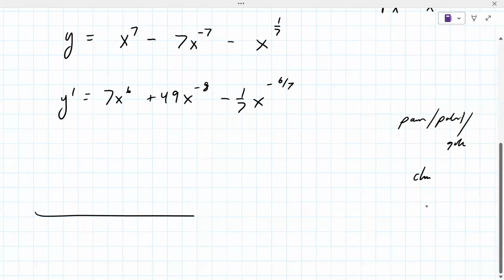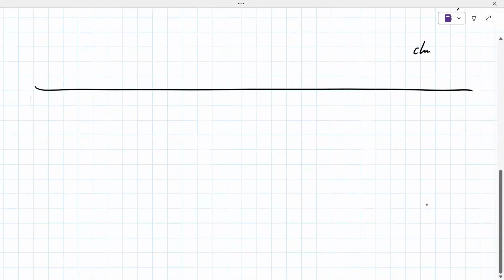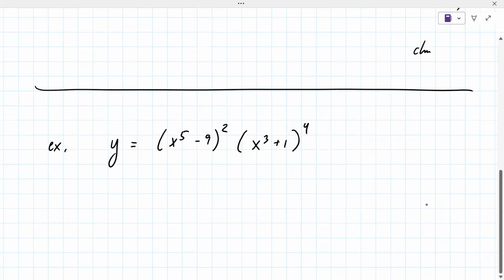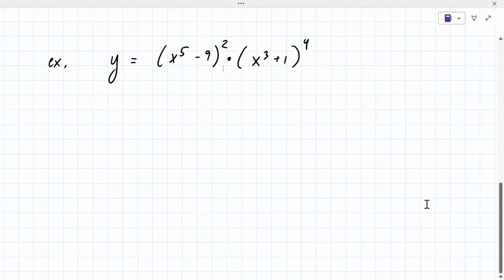Okay. All right. Let's start with a vanilla product rule problem. Let's say y equals (x to the 5th minus 9) squared times (x cubed plus 1) to the power of 4. This is kind of a medium difficulty product rule potentially. It has some chain rule in it, so if you're unsure, let me know. Happy to help guide you through it if you would like.